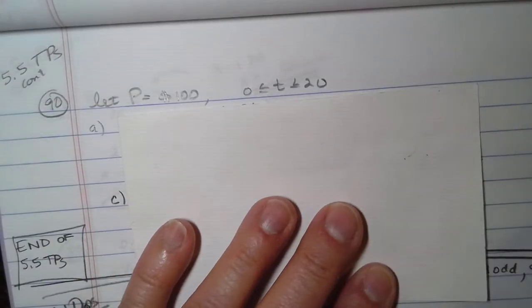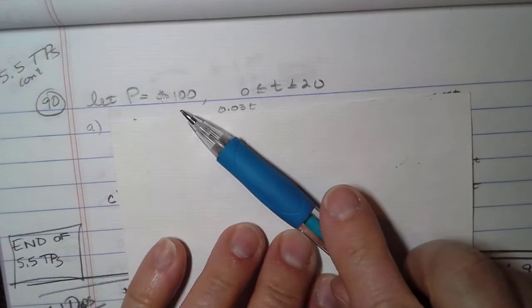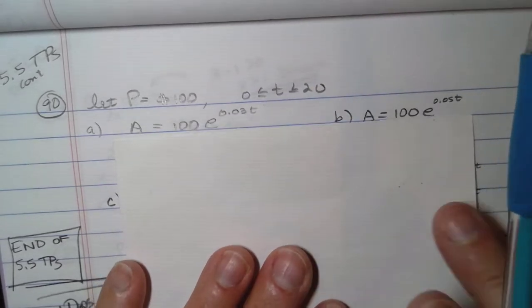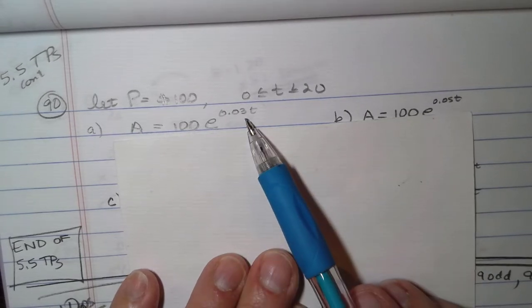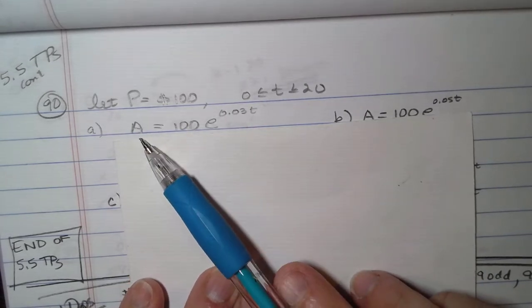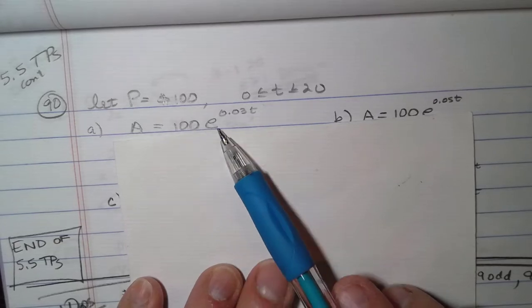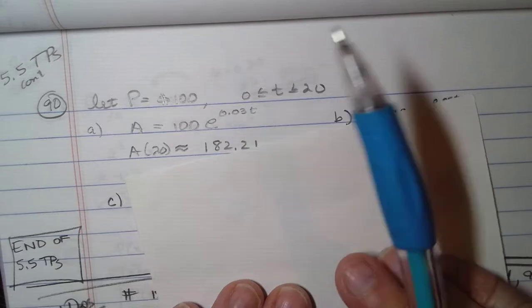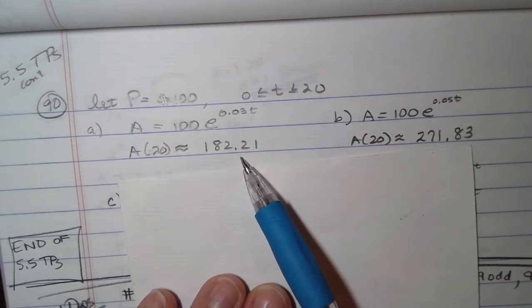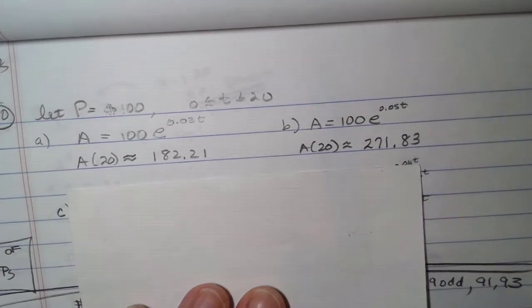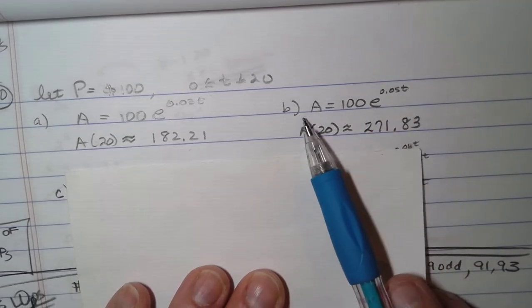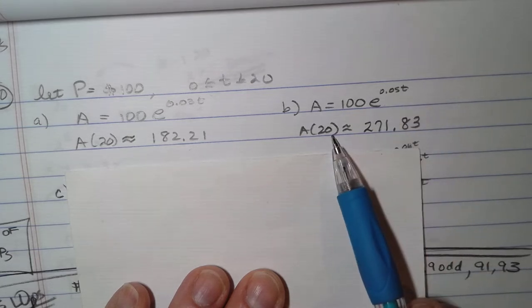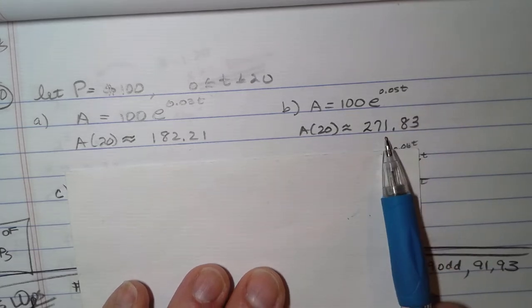And finally, number 90, let P equal $100. And our time is from 0 to 20. So at 3%, our equation is A equals 100 e to the 0.03t. At 20, we have this amount. For 5%, our equation becomes A equals 100 e to the 0.05t. For 20 years, gives us this.